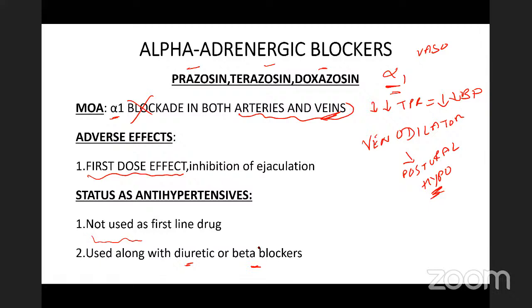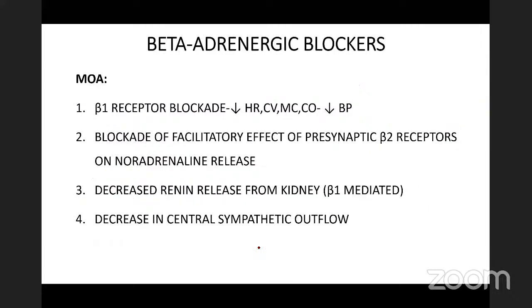Now we come to the beta blockers. Beta blockers we have discussed in detail in previous classes. Now with respect to antihypertensive action, we'll discuss. So how do beta blockers reduce BP? These are the following mechanisms by which it reduces BP. By blocking the beta 1 receptors in the heart, it decreases the heart rate, conduction velocity, myocardial contractility, and cardiac output decreases. Whenever the cardiac output decreases, ultimately the BP will come down.